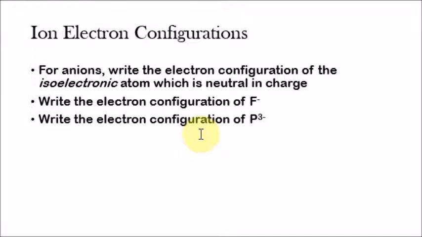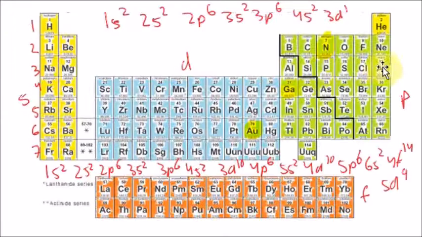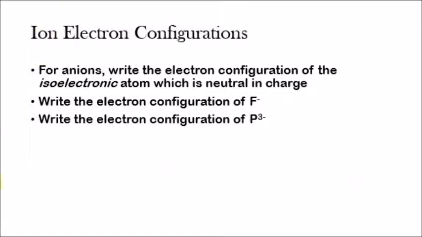So we look at fluorine here, F minus. If you look at a periodic table, a regular fluorine atom which has a neutral charge would have the same number of protons and electrons. So that would be 9 protons and 9 electrons. However, since we're talking about F minus, it has to have one extra electron to get that minus one charge. So that would be 10 electrons. So what we basically do is we look at the isoelectronic atom. The atom which has 10 electrons is neon, and then we just write the electron configuration for neon. So that would just be 1s2, 2s2, 2p6.